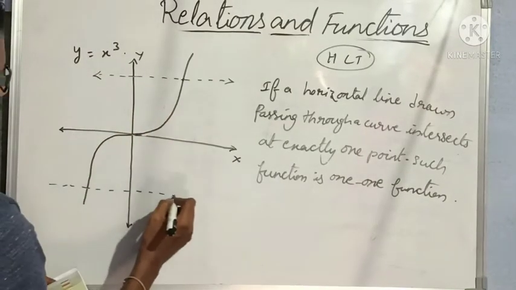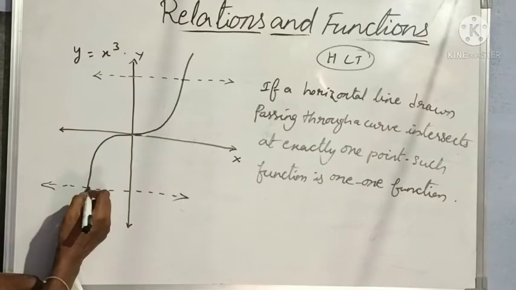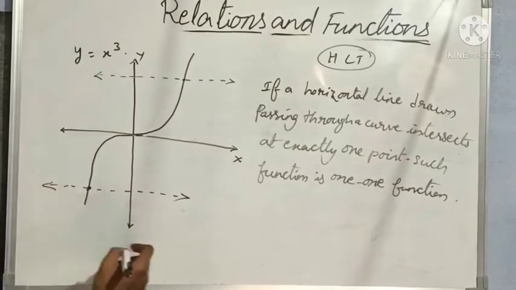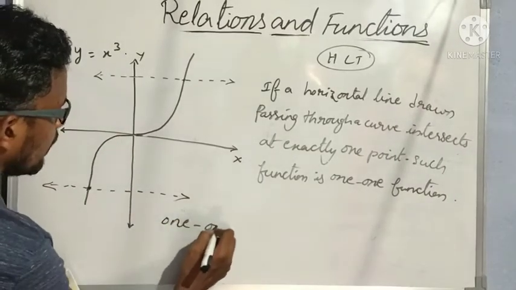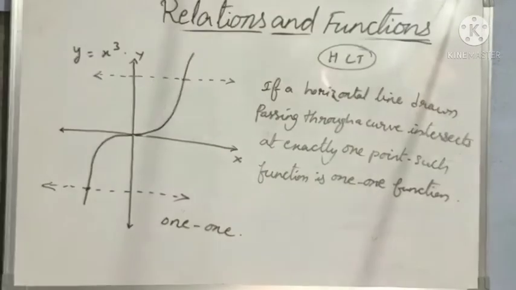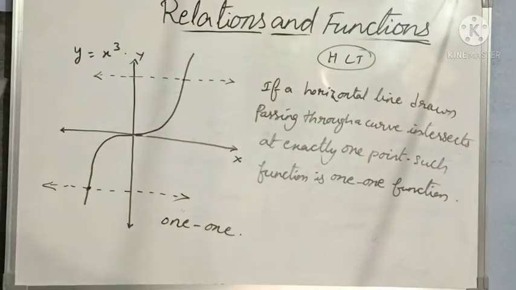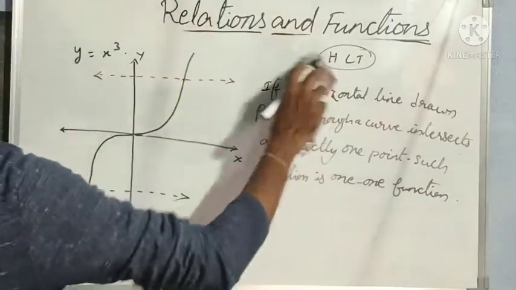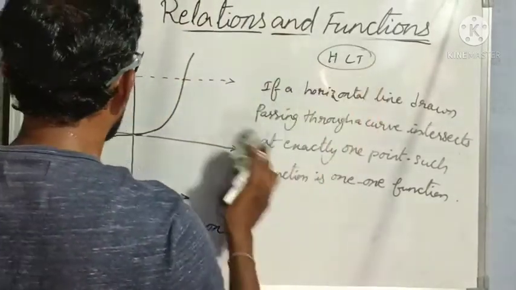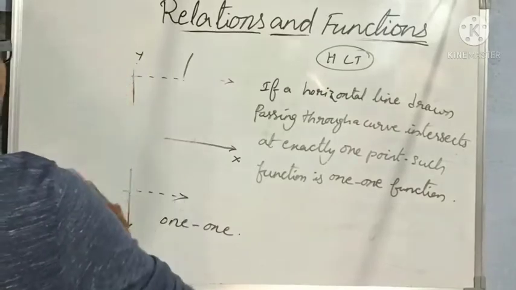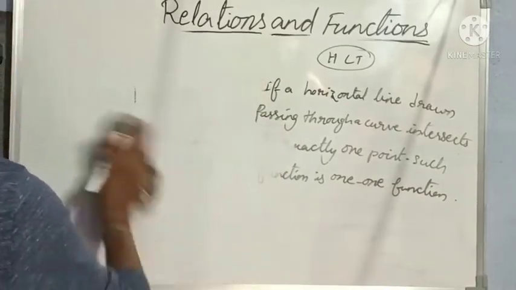Here also I am drawing. Here also at how many points is it intersecting? Exactly 1 point, right? So what type of function is this? One-one function. Now, understood how to identify whether a function is one-one or many one? Yes, this is the very important shortcut, that is the horizontal line test. Now let us move to the vertical line test. When can we use the vertical line test, let us see.